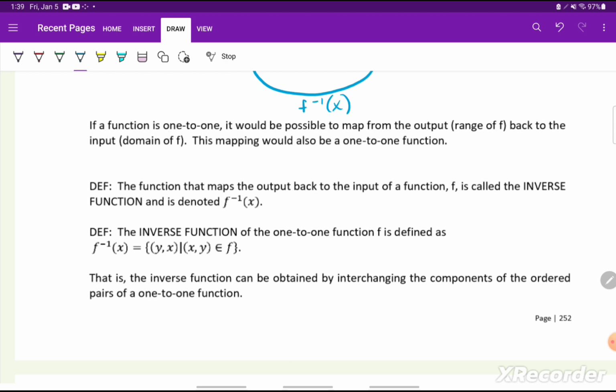The inverse function of a one-to-one function f is defined as f inverse of x equals the set of (y, x) such that (x, y) is an element of our original function f. What this is saying is that the inverse function can be obtained by simply interchanging the x and y coordinates in ordered pairs. That's just our fancy set builder notation of saying that.